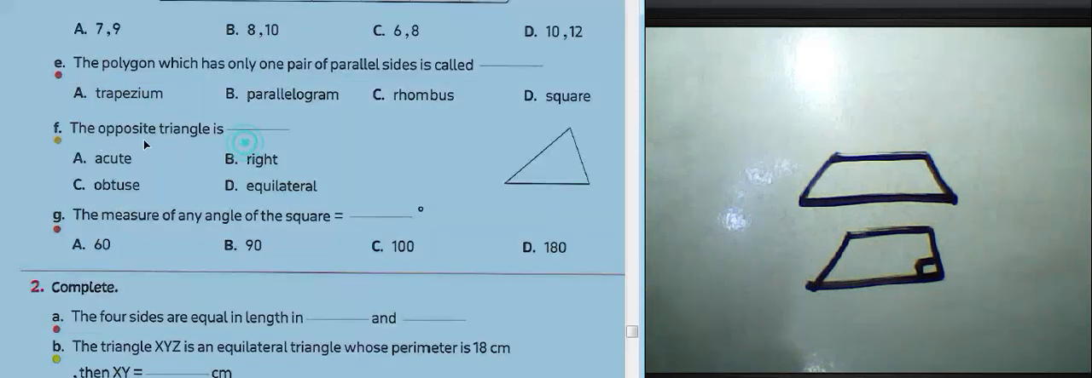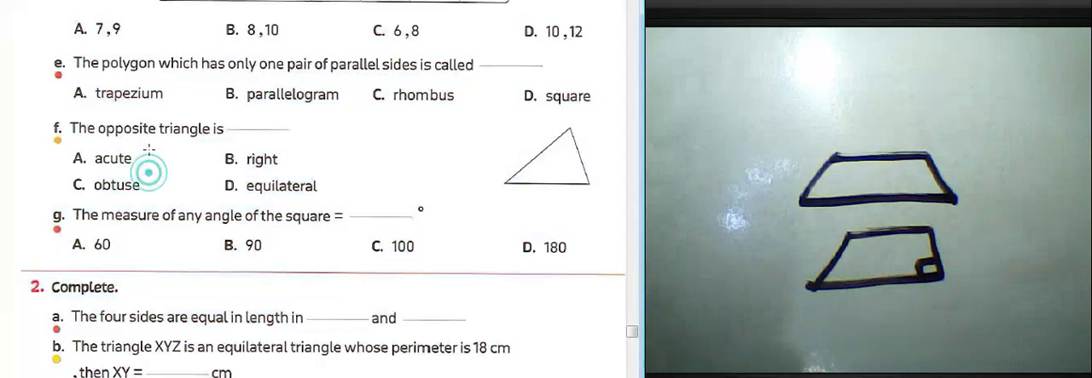Question letter F, the opposite triangle is space. Look at this triangle. Is it acute? Yes. Is it right? No. Obtuse? No. Equilateral? No. So it's an acute triangle. All angles are less than 90 degrees. The measure of each of them is less than 90 degrees.